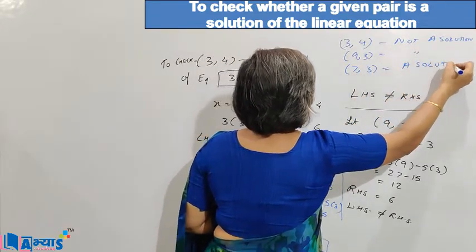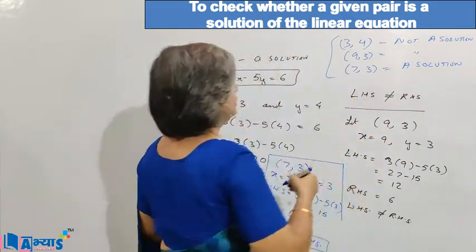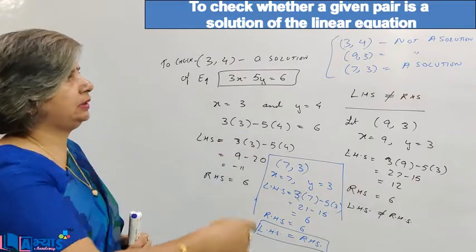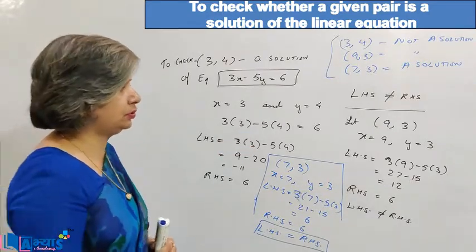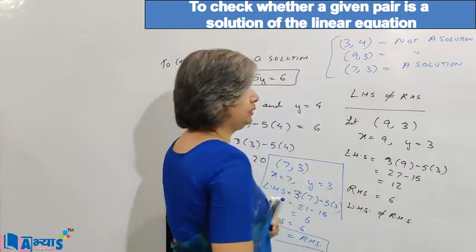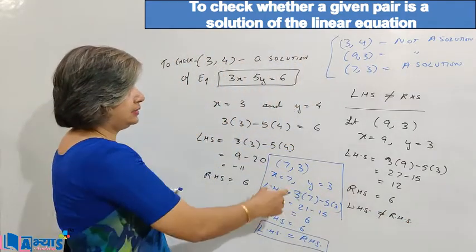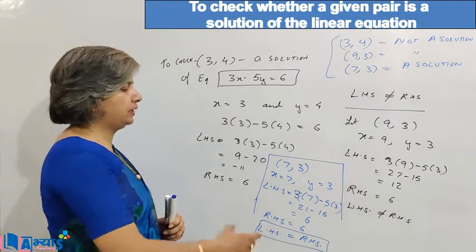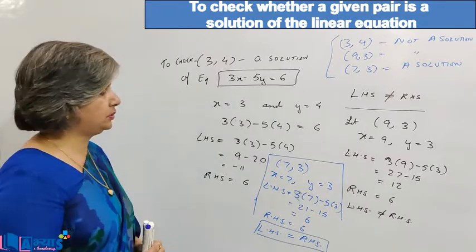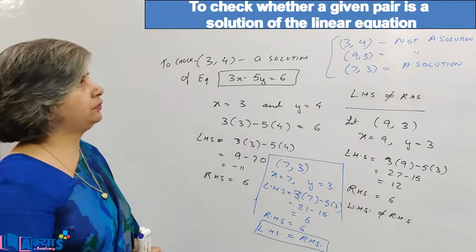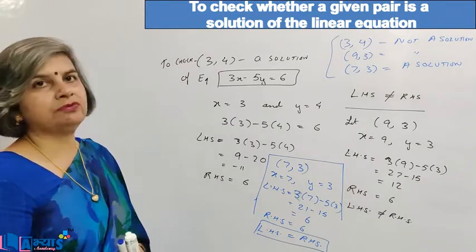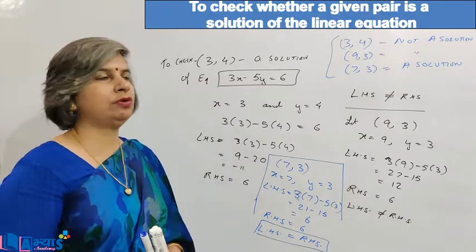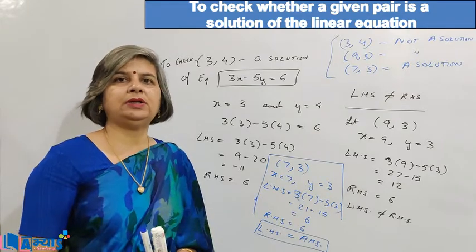So if we take three cases, 3, 4 was not a solution of the equation. Similarly, 9, 3 was again not a solution because the left hand side was not equal to the right hand side. But in the third case, as 7, 3, the answer came out to be 6. So we can say the left hand side was 6 and the right hand side is also 6. So we can say it is a solution of the linear equation 3x minus 5y is equal to 6. So this is how we can check whether a particular pair of values is a solution of a linear equation or not.